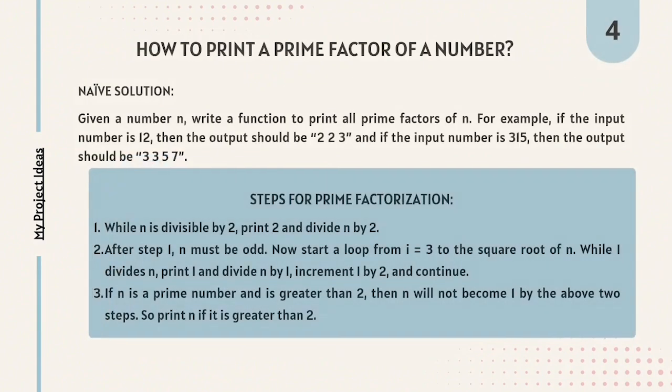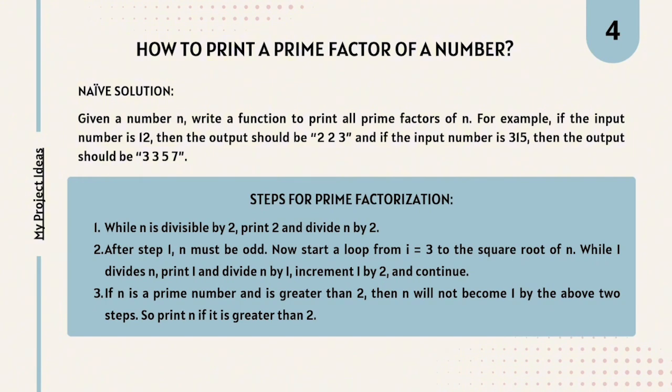Then how do you print the prime factors of a number? If you want to follow the naive solution, you have to write a function to print the prime factors of n. Suppose the number is 12, the output will be 2 2 3. If the number is 315, it should be 3 3 5 7. So what are the steps? If n is divisible by 2, you print 2 and divide n by 2.